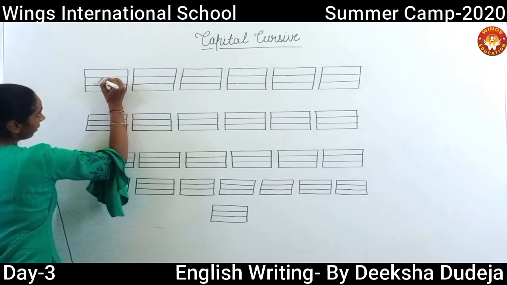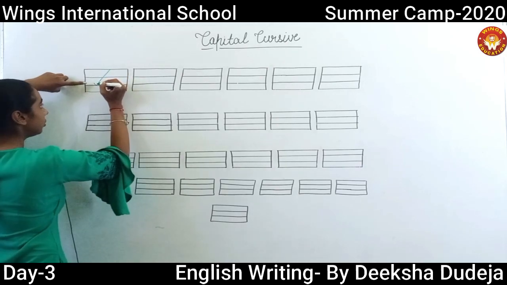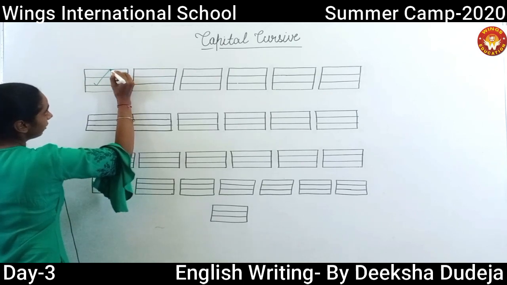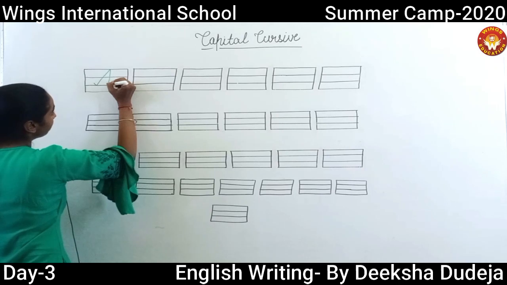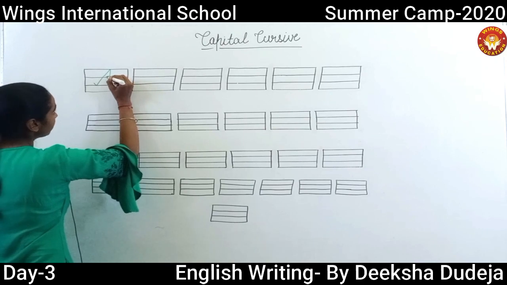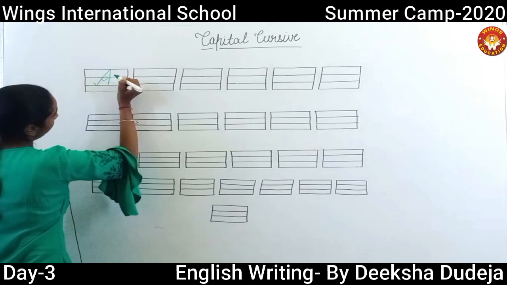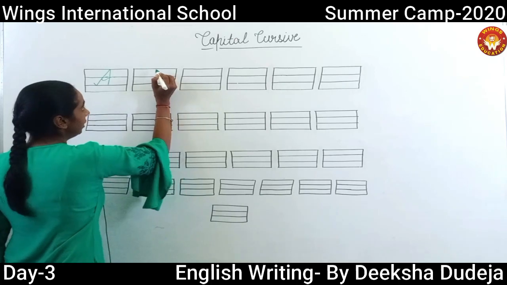First I make symbol of right. This is start third line to first line. I draw standing line. Third line to first line. Then I repeat. Now I make a shape of oval. It is A. Next B.